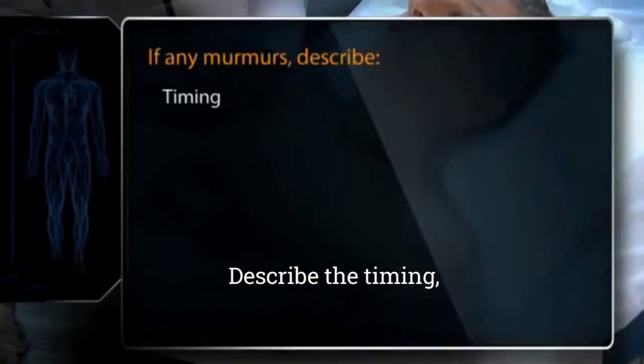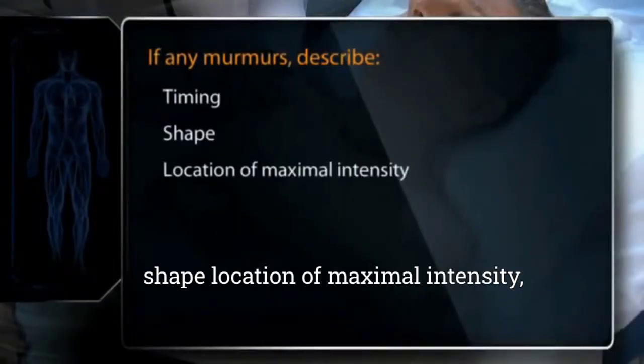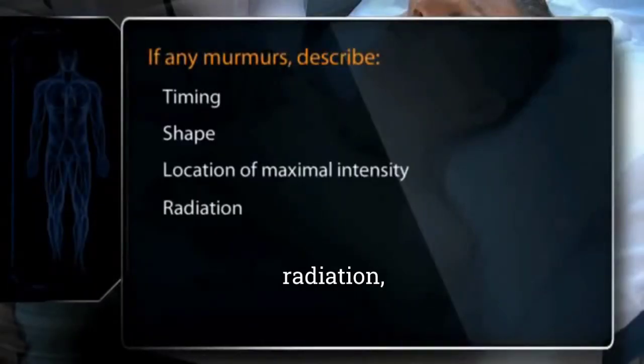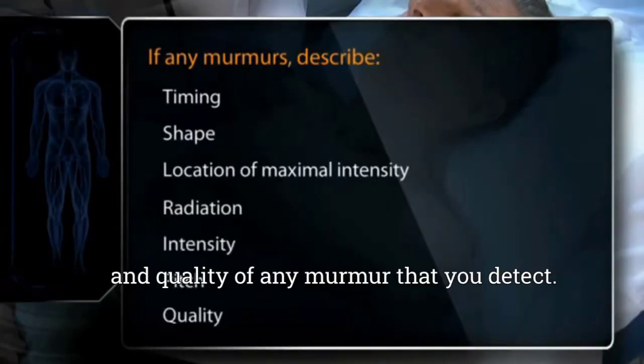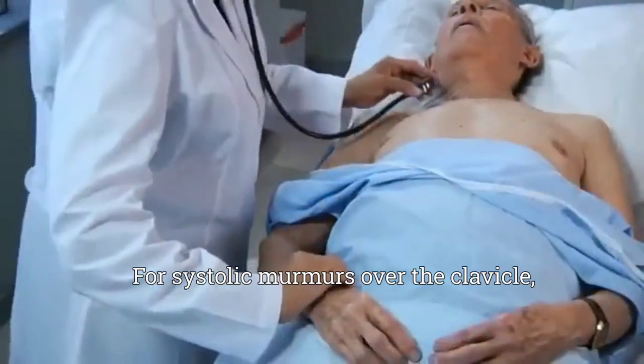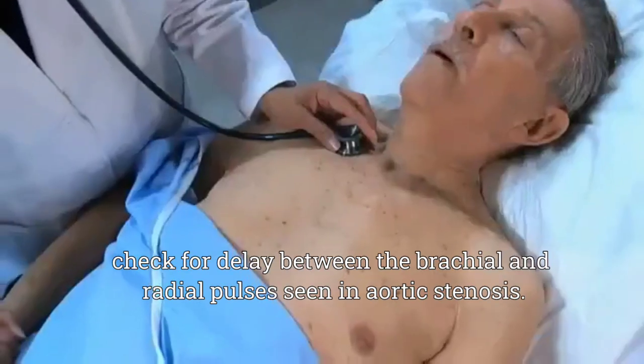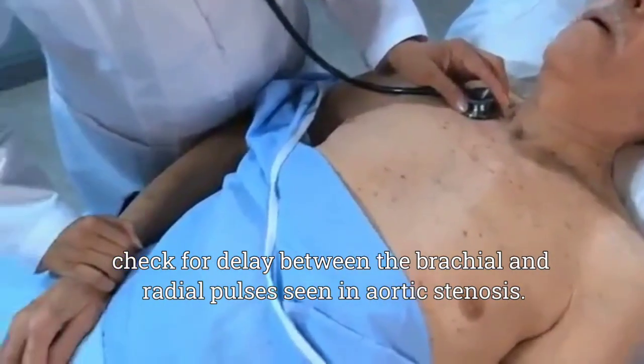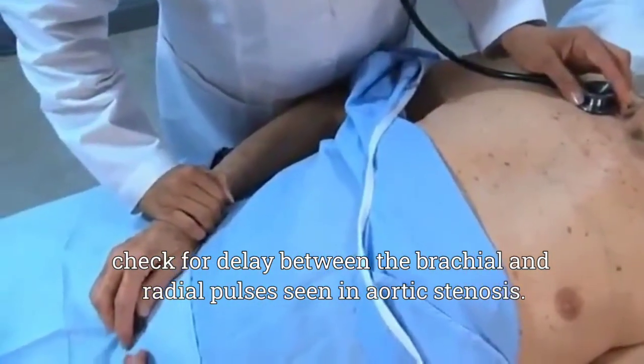Describe the timing, shape, location of maximal intensity, radiation, intensity, pitch, and quality of any murmur that you detect. For systolic murmurs over the clavicle, check for delay between the brachial and radial pulses seen in aortic stenosis.